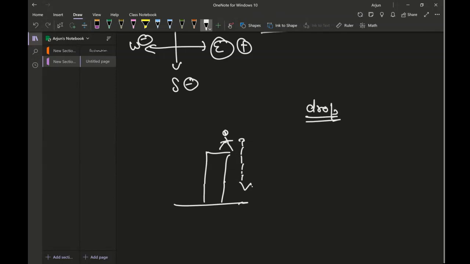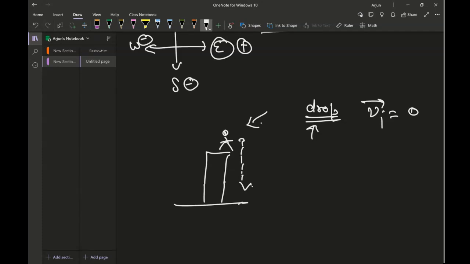The word drop, in scientific language, means you are not providing any initial velocity. So V initial will be equal to 0. While solving these kinds of questions, we need to be very careful with the wording given to us. If the word used is drop, it means no initial velocity.